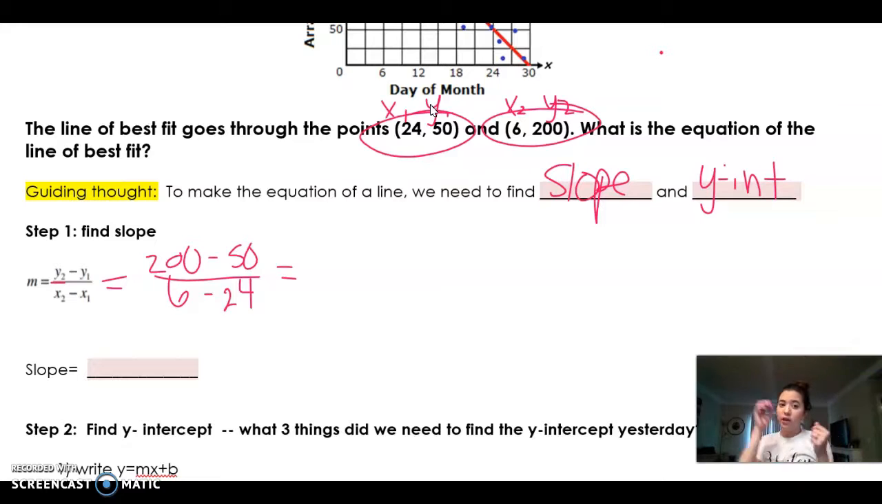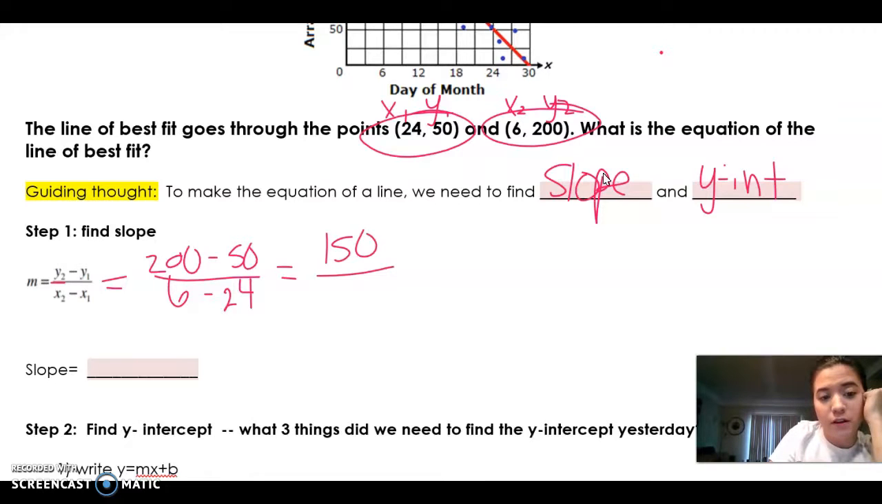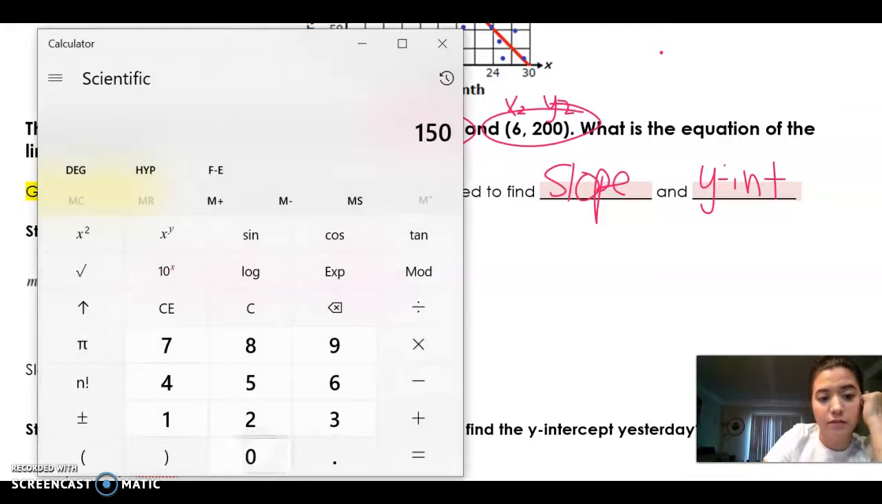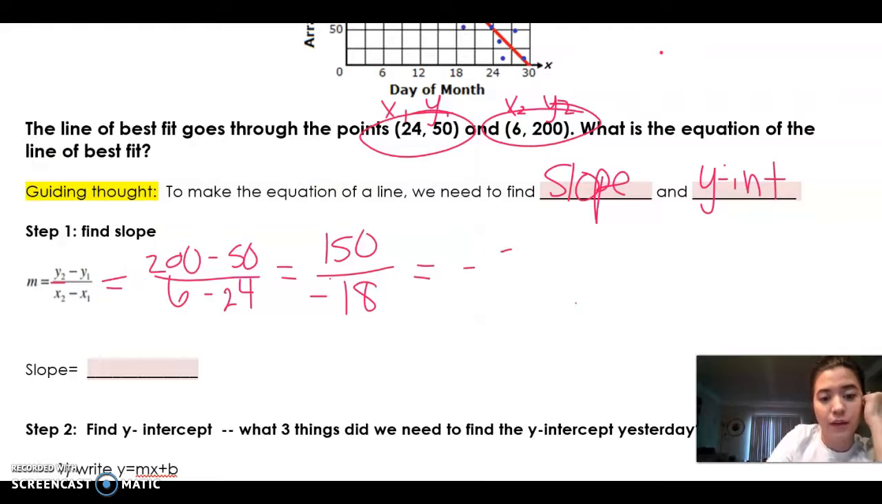Is it easier to just say y2 and then what's y1? Or do you like this idea of saying, this is my first point, y on top, x on bottom, and then my next point, y on top, x on bottom? Now we can go ahead and do that. 200 minus 50 is 150. 6 minus 24 is negative 18. So 150 divided by negative 18 gives us negative 8.3. That is our slope.